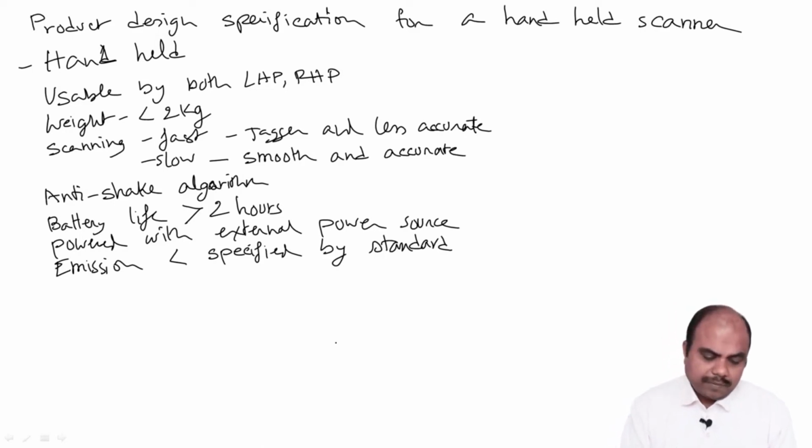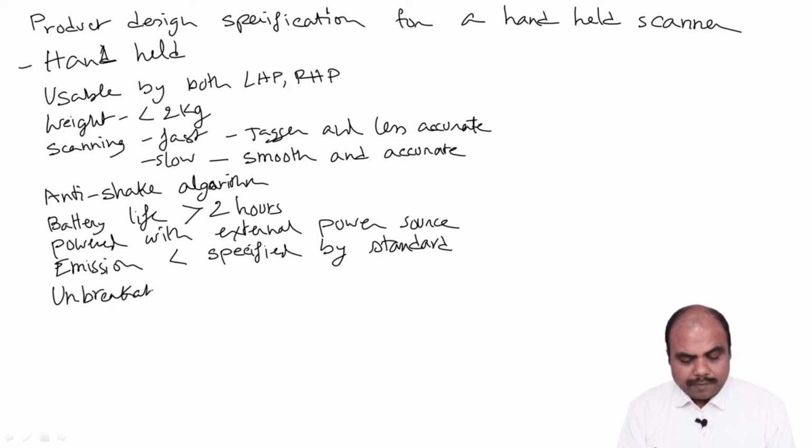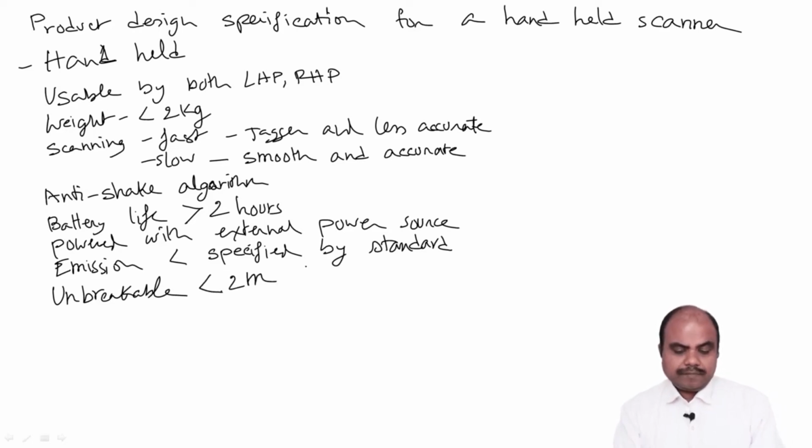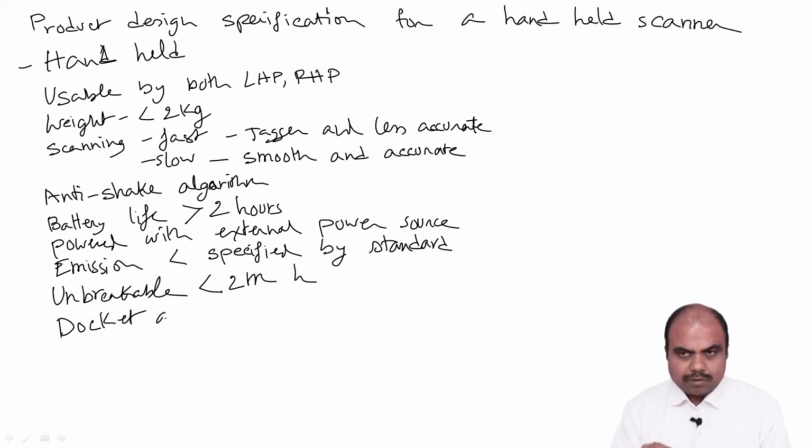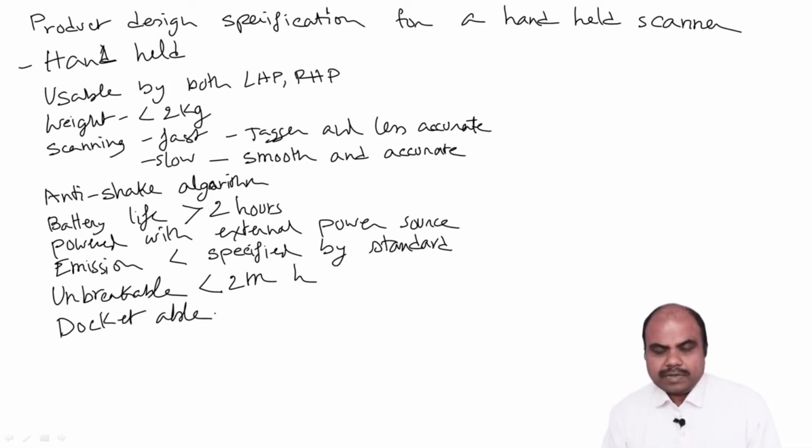Then it should be unbreakable also. Unbreakable means if something is falling from less than 2 meters height, it should not break. But of course, beyond that, it may break, right? Then dockable. Because we're scanning by hand and suddenly I want to keep it, I should be able to keep it.